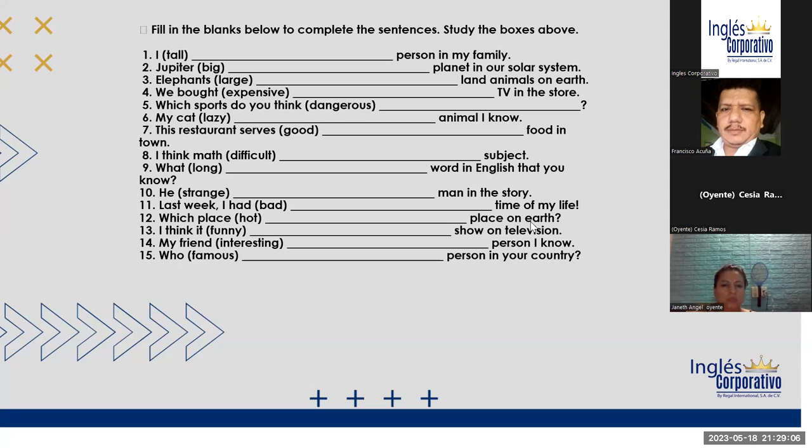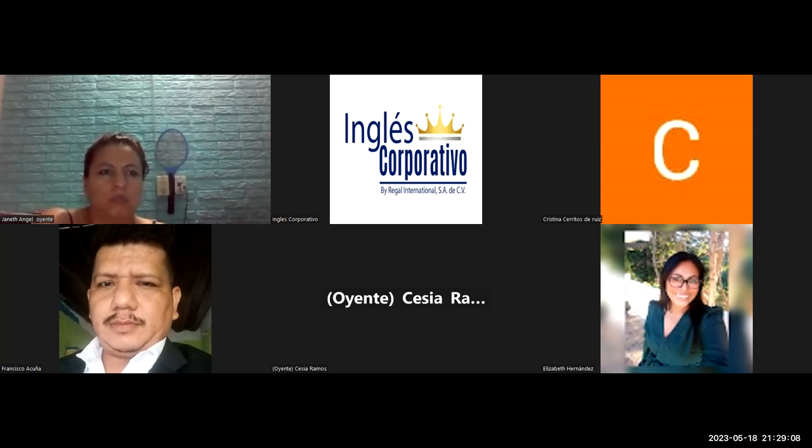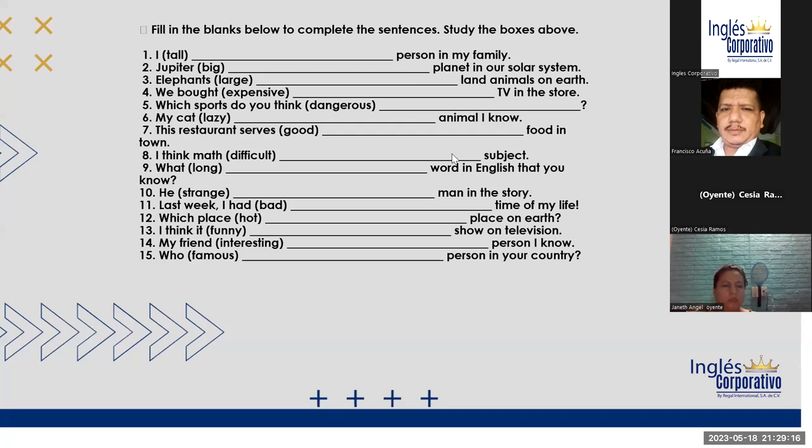Y si alguien pide ayuda en otro grupo, pues yo me tengo que salir para ir a ver qué es lo que necesitan. Pero en el mientras tanto, pues sí, yo les puedo compartir.